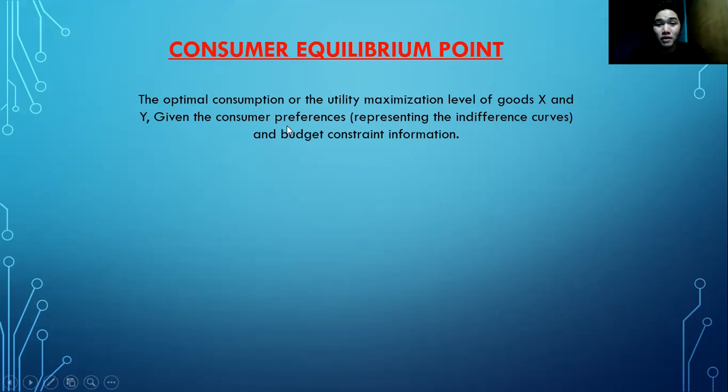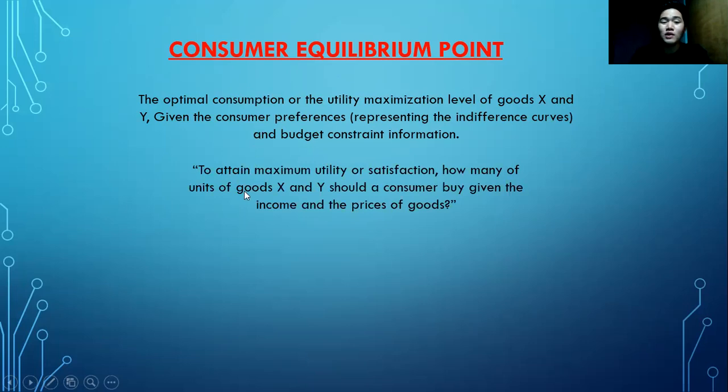Considering yung consumer preference kung saan naka-state diyan kung ano ba yung preferred niya at kung ano ba yung kaya ng budget niya, which is the budget constraint information. Okay? So, consumer equilibrium point, ang sinasagot niya is to attain the maximum utility or satisfaction, yung pinaka-max na kaya nilang i-attain, how many units of good X and good Y should a consumer buy given the income and the price of the goods.